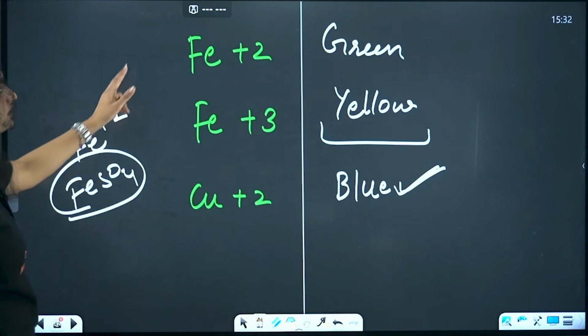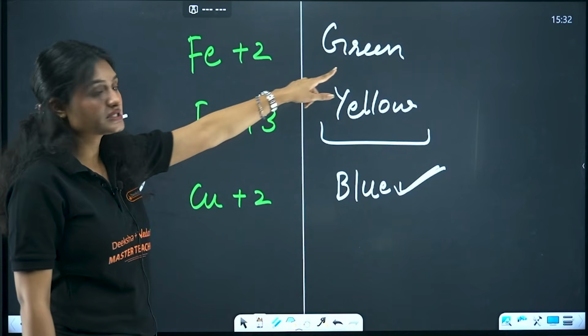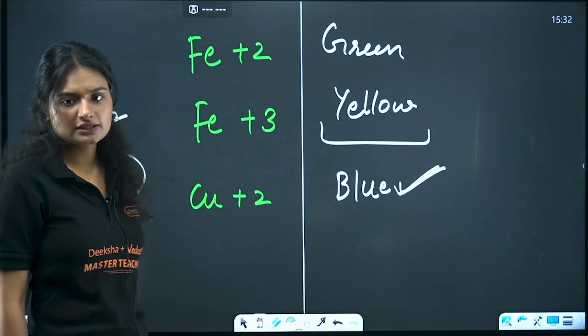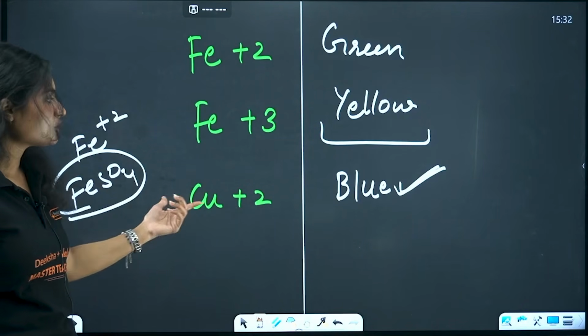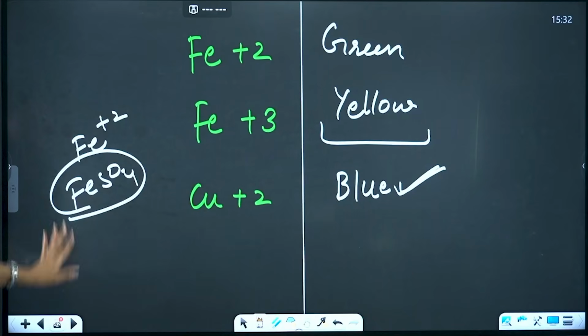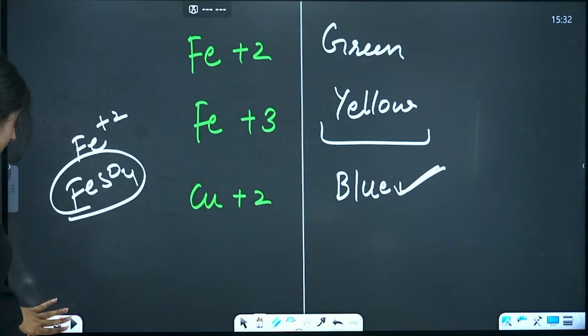Next we have iron. If iron is in +2 oxidation state, it is green in color. If iron is in +3 oxidation state, it is yellow in color. And last, copper in +2 oxidation state is blue. For example, iron in FeSO4 is +2, so that's why it is green in color.